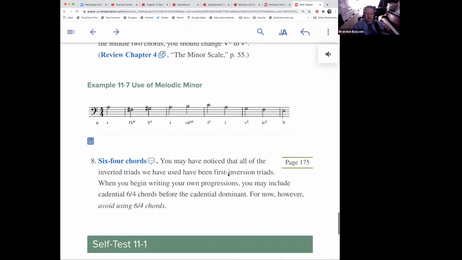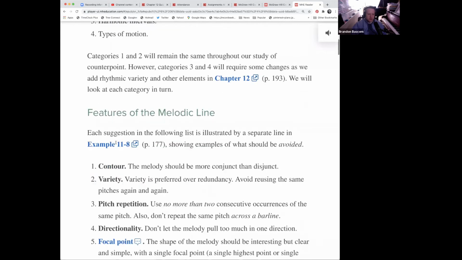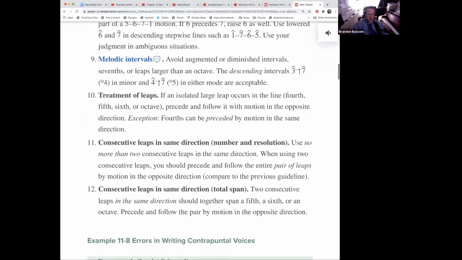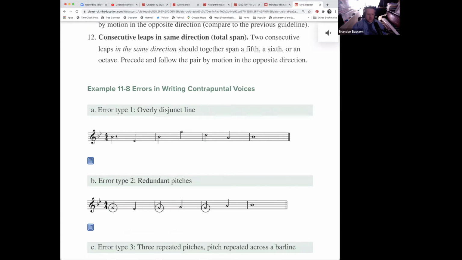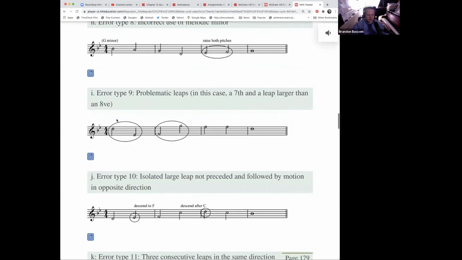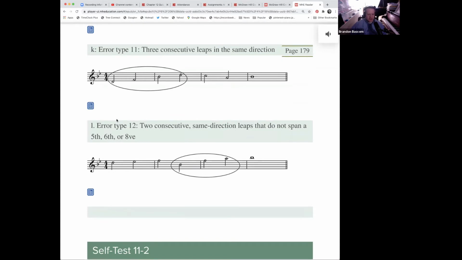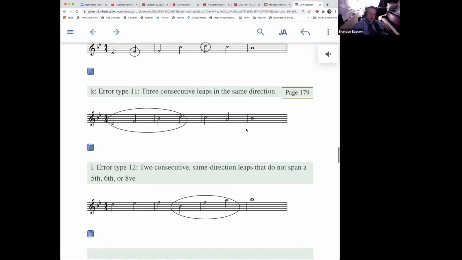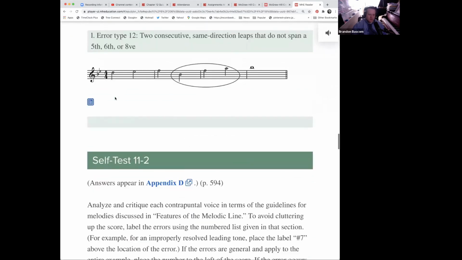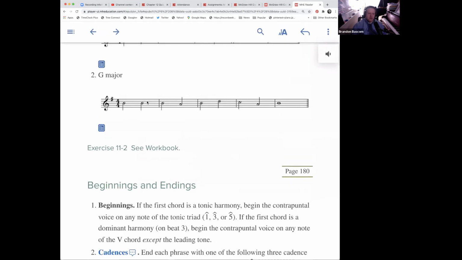So you're going to be given a line, and you are going to be asked to find the problems with it. So remember this? We had A, B, C, D, E, F, G, H, I, J, K, L. We had 12 error examples, and they gave us an example of each one. I'm going to give you a melodic line, and you're going to have to find what the error examples are.